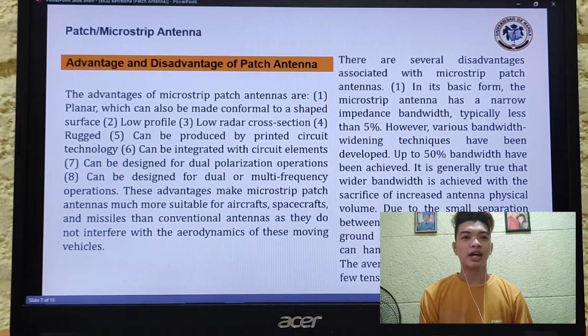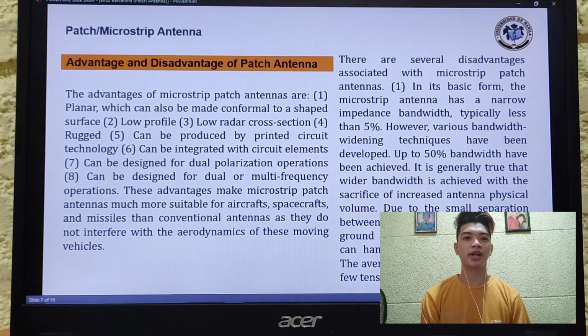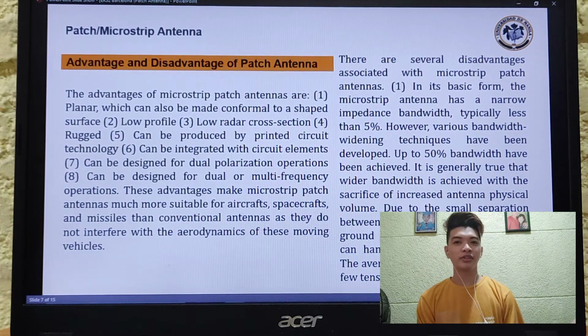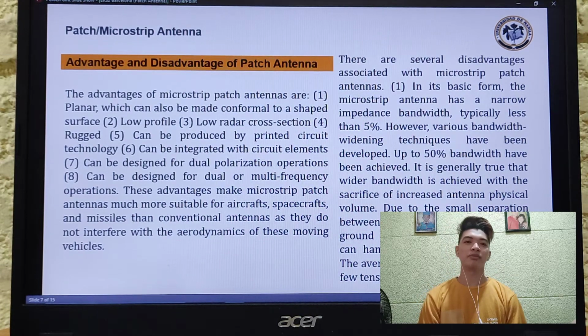These advantages make microstrip patch antenna much more suitable for aircrafts, spacecrafts, and missiles than conventional antennas, as they do not interfere with the aerodynamics of these moving vehicles.